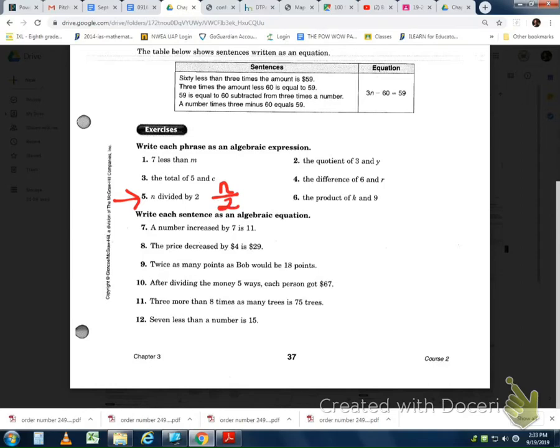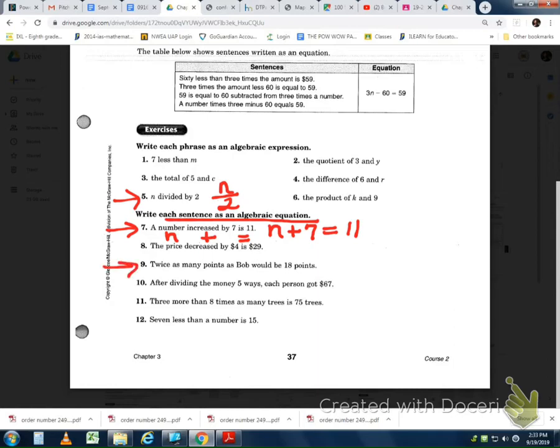All right, let's look at these. Now they say write each sentence as an algebraic equation. Number 7, a number increased by 7 is 11. While we don't know what the number is, this is where you're going to pick a variable. If they don't give you a variable, you have to pick one. A number increased by 7 is 11. So I'm going to say n plus 7 equals 11. So n is the number, increased by is plus, is equal. So n plus 7 is 11.